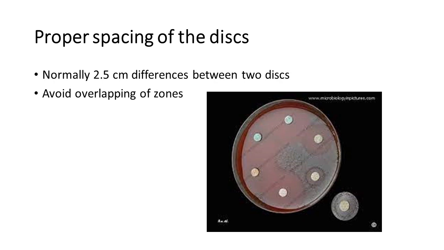Next one, the proper spacing of the discs. When we place the discs onto the inoculated media, the distance between two discs should be 2.5 centimeters. Otherwise, the zones will overlap, so we cannot measure the zone size.